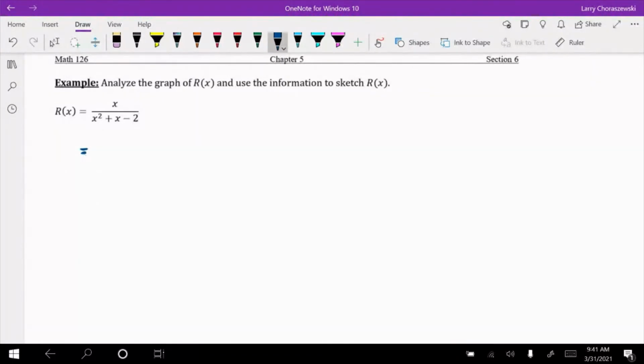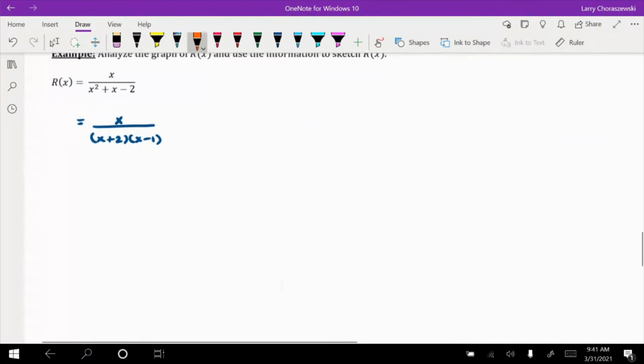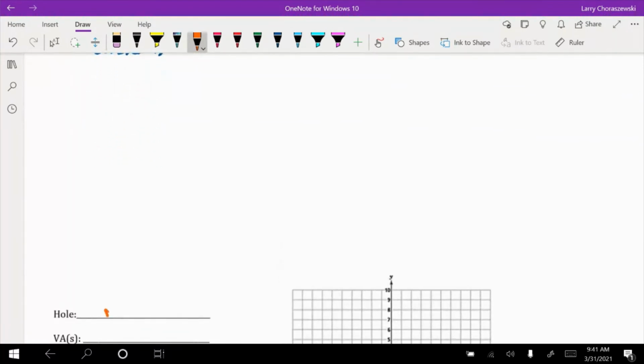We'll start by factoring. Now the numerator is just x. There's no factoring to do with that. But the denominator would factor as x plus 2 times x minus 1. Now, do any of the factors in the bottom cancel out with x? No. So where it says whole, you can put none.